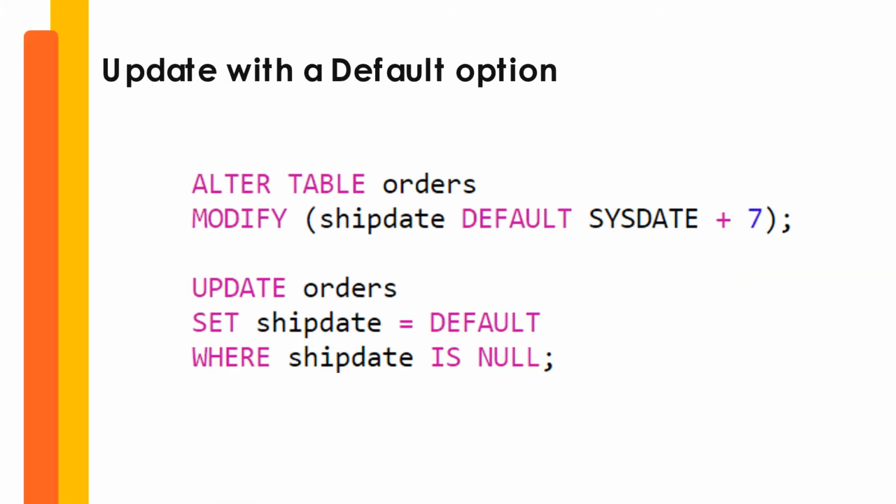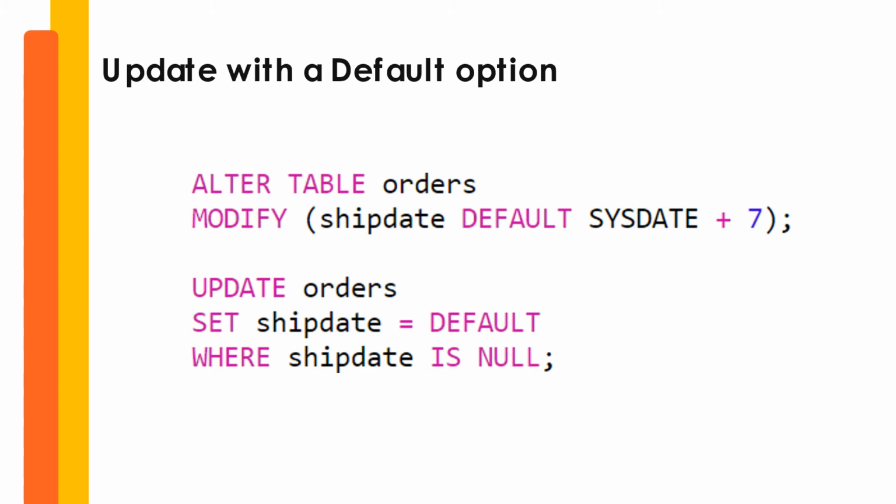What if for our orders table, we would like to add a default date for our ship date, so that we will not be getting any null values? Again, from our last discussion, we can assign a default date using the following syntax. Alter table orders, modify, and then the name of our column, the default keyword, and our default value, which is 7 days from our current system date.